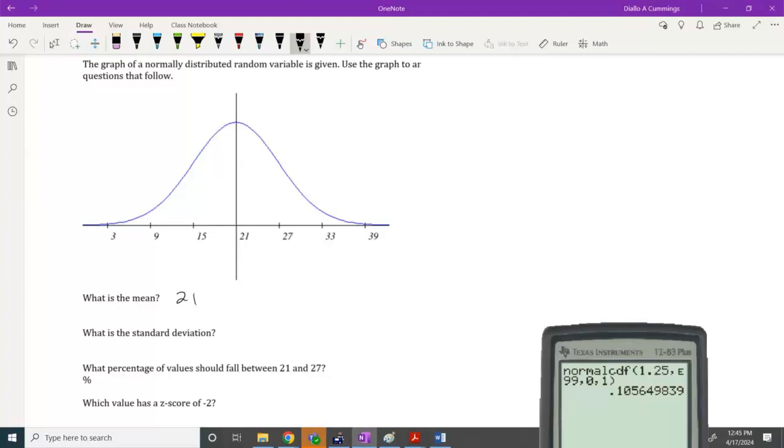What's the standard deviation? Well, the standard deviation is going to be the distance between these tick marks. So if you take 9 and 3, that distance is 6. Or if you take 15 and 9, that distance is 6. So that gives us the standard deviation, which is 6.